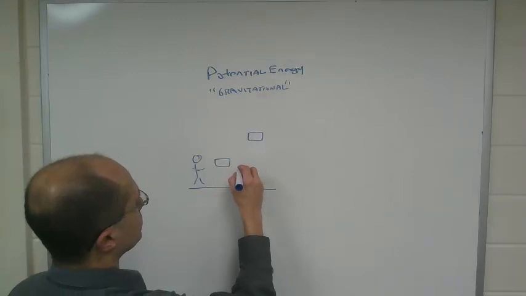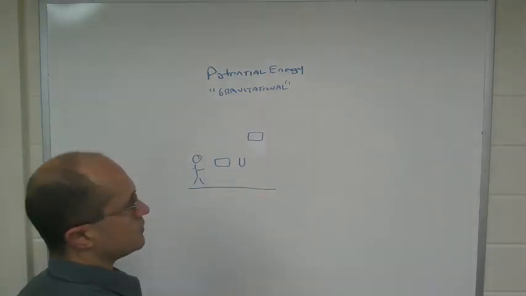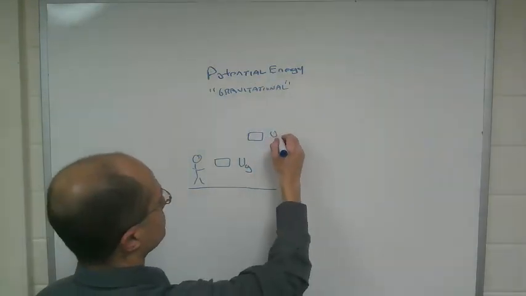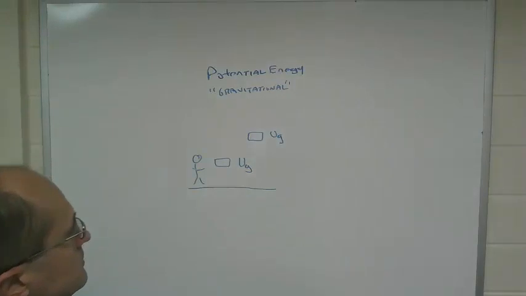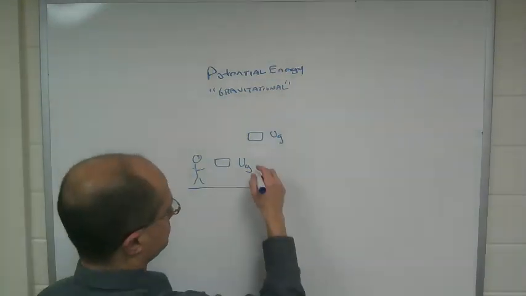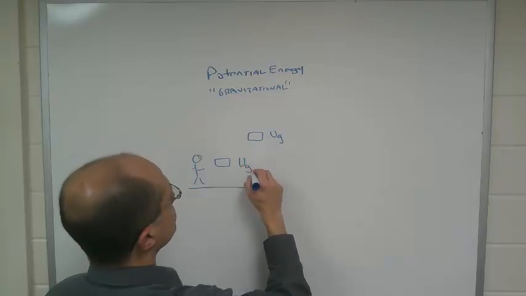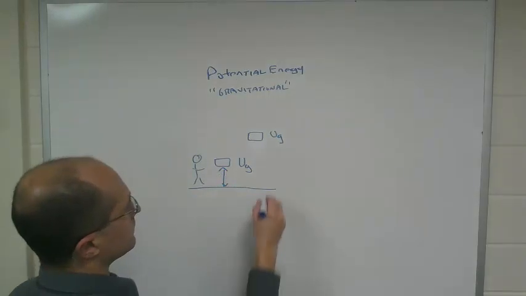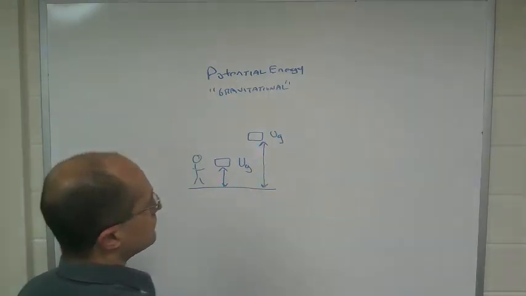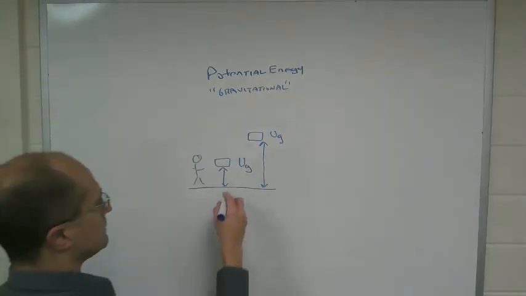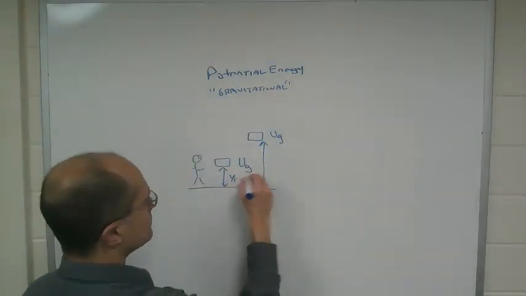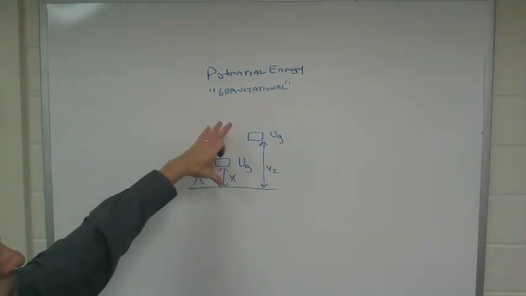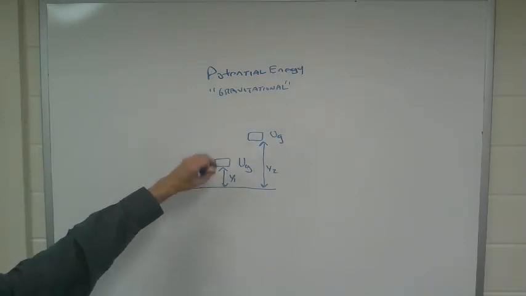So the idea is if you call this, we'll use the letter U for potential energy and we'll use UG for gravity. So UG represents our gravitational energy. And so there's some energy here because your object is above the ground. And then as you change the height of the object, so you can think of this as like y1 and then y2. As you change the distance between the Earth and the object, you change its energy.